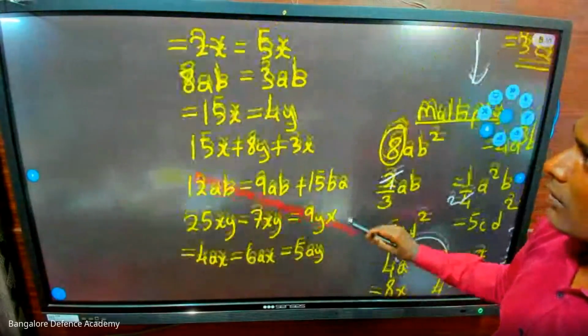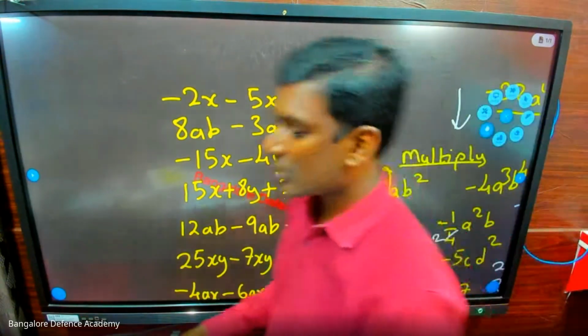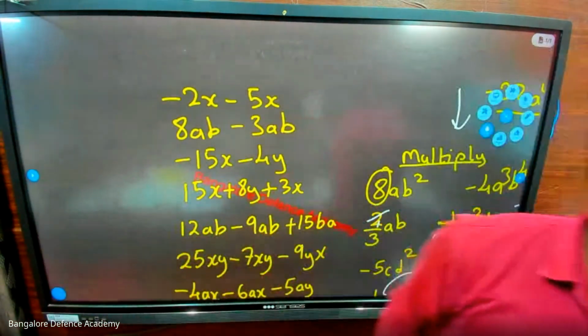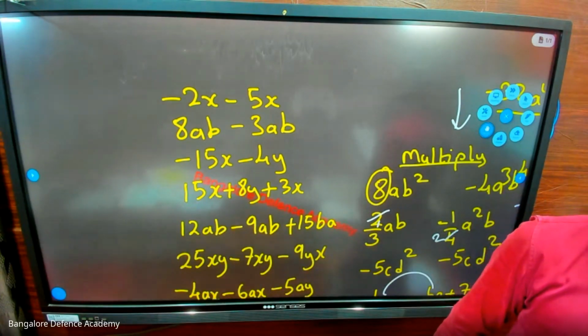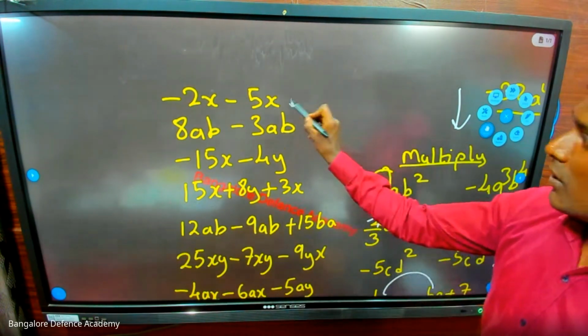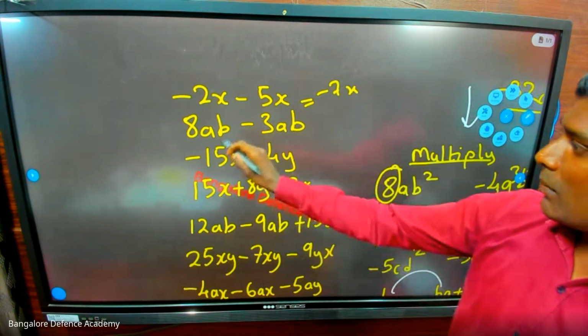Just a minute. Okay, so what did you do here? Minus 2x minus 5x, what did you do? Minus 7x. Minus 7x. Okay, so here the answer is? Minus 7x.